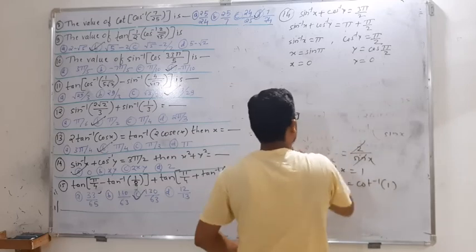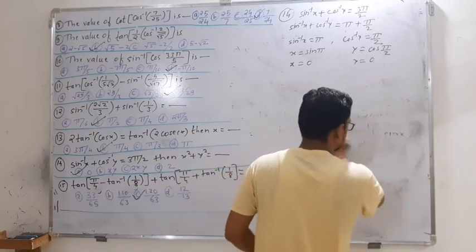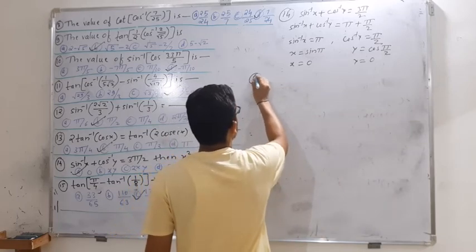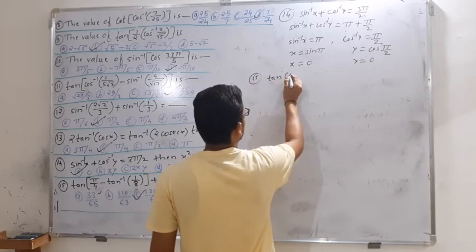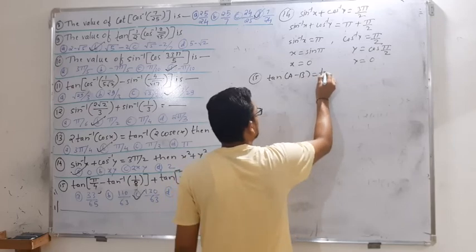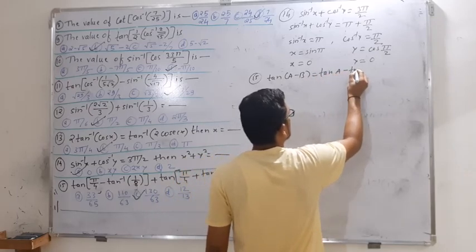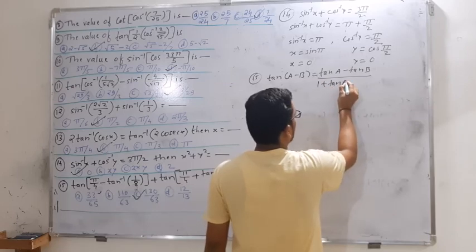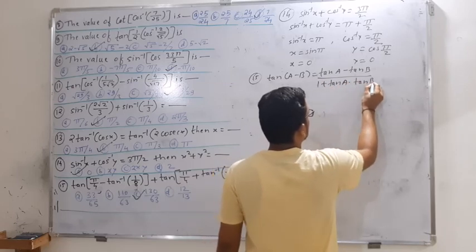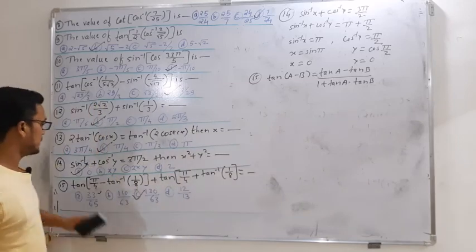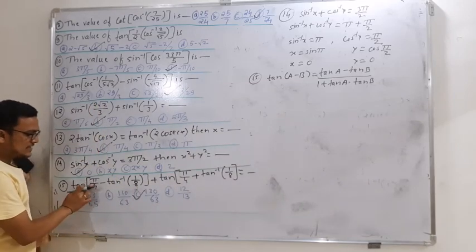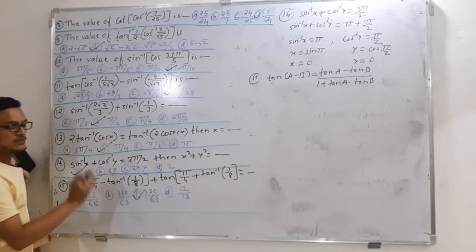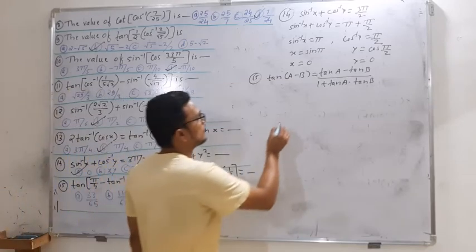Again here also we have to make use of the trigonometric formula. For question number 15, which formula? The tan of A minus B formula. What is that? Tan A minus tan B divided by 1 plus tan A into tan B. So here what is A? A is pi by 4. What is B? B is this complete term, tan inverse of 1 by 8. Substitute in the formula then.